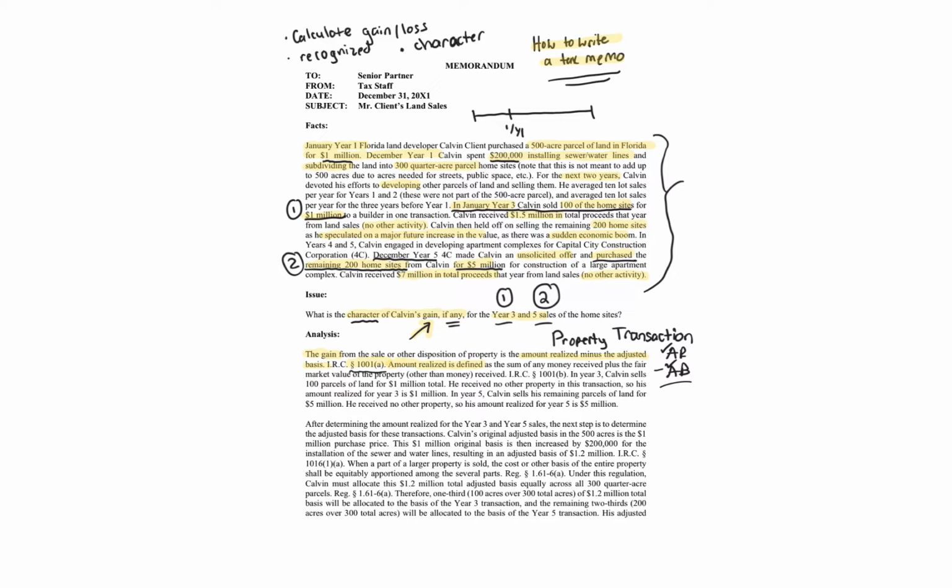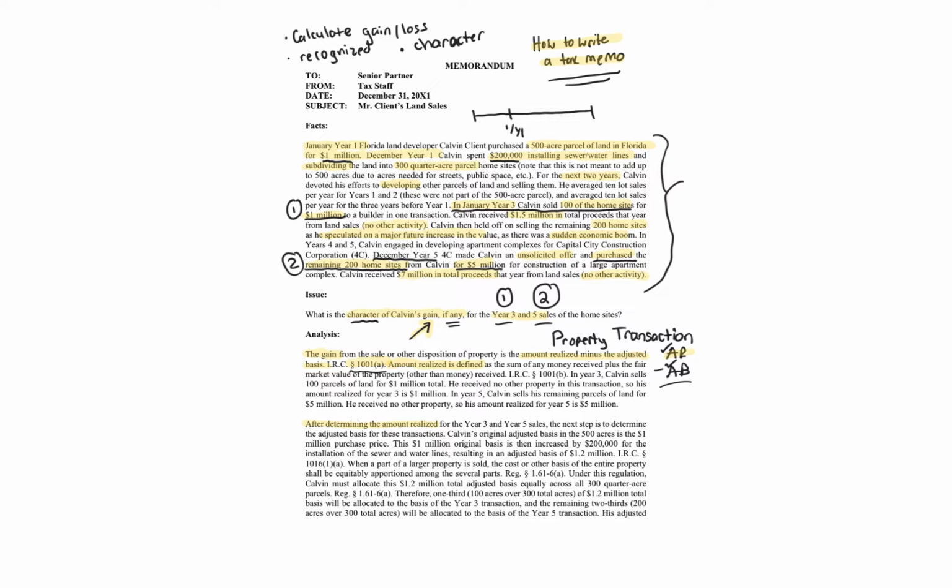Year 5, Calvin sells his remaining parcels, the 200 remaining ones, of land for $5 million total. He received no other property, so his amount realized for year 5 is $5 million. So we've just calculated the amount realized, boom, that's the first part for these two transactions. So after determining the amount realized, what's next? Follow the steps logically. We then go to the adjusted basis.